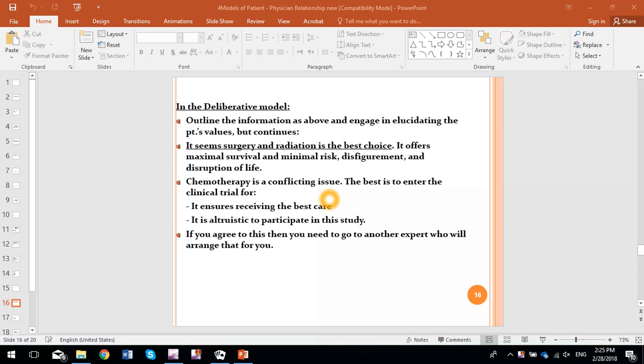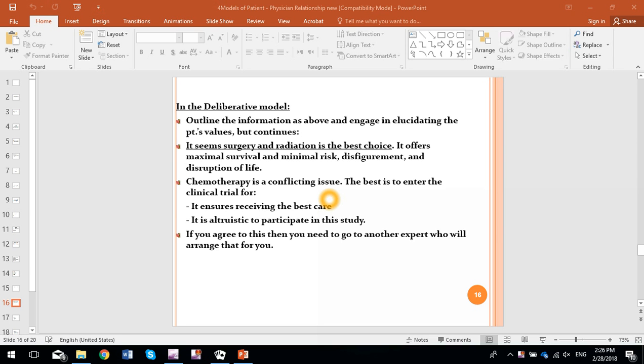The physician in the deliberative model will go again, outline all the information as above, and engage in elucidating the patient values. Now, like the interpretive method, trying to clarify the patient values. But again, he goes beyond the clarification of patient values by saying, okay, it seems surgery and radiation is the best choice. It offers maximal survival and minimal risk, minimal disfigurement, and minimal disruption of life.